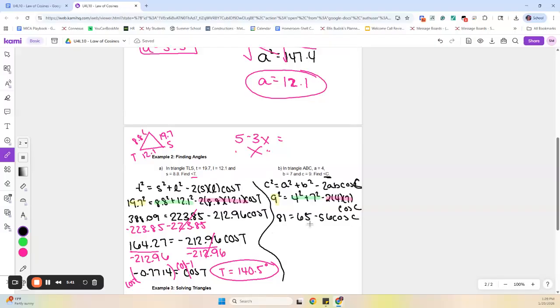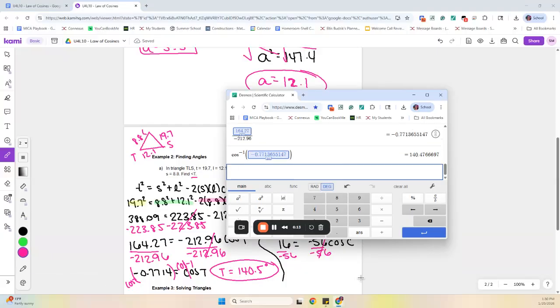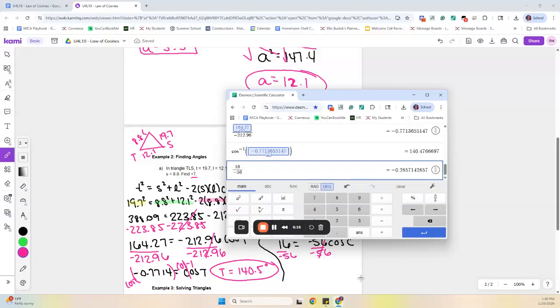Cos C. Again, do not subtract these two numbers. I don't want to subtract. I just want to get things away from that C value. So instead, I'm going to be subtracting 65. We get 81 minus 65 is 16 equals negative 56 cos C. Divide by negative 56. And I get 16 divided by negative 56.